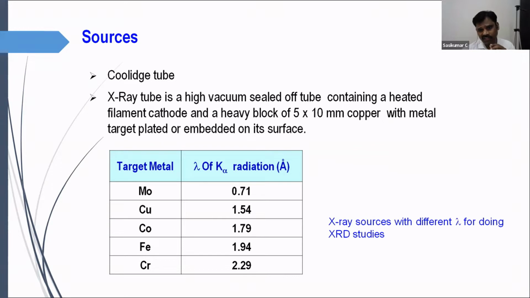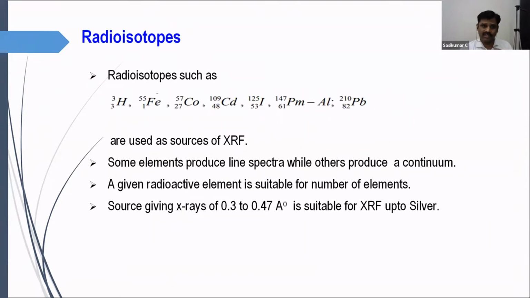Is copper the only way I can generate X-rays? No, there are various possibilities. You can go for molybdenum, copper, cobalt, iron, chromium, and so on. These are the sources commonly used in XRF tools or XRD tools. You can even use natural radioisotopes. Here is a list of the isotopes you can use for generating X-rays. The X-rays which we generate from these sources have a wavelength from 0.3 to 0.47 angstrom.